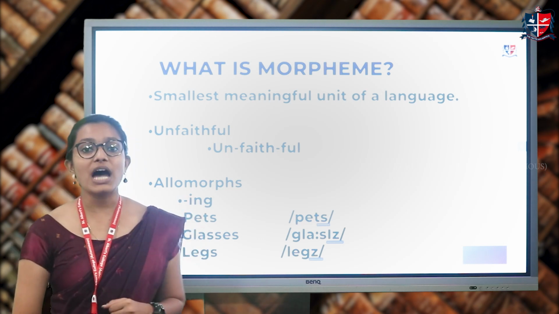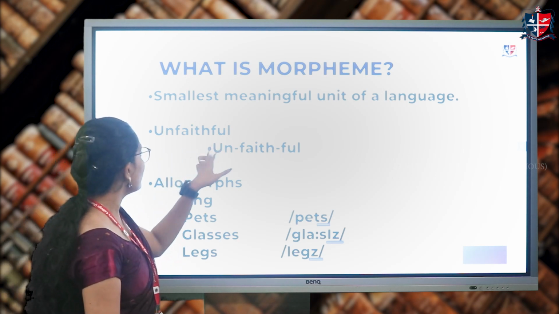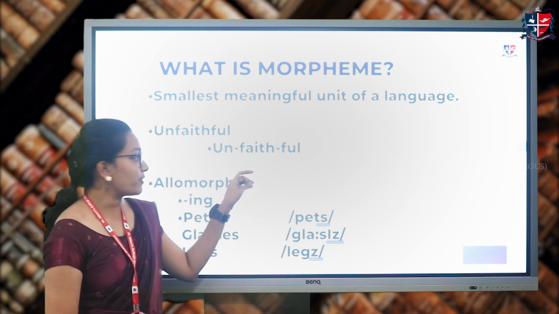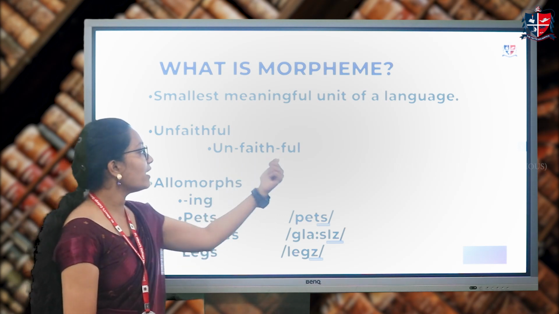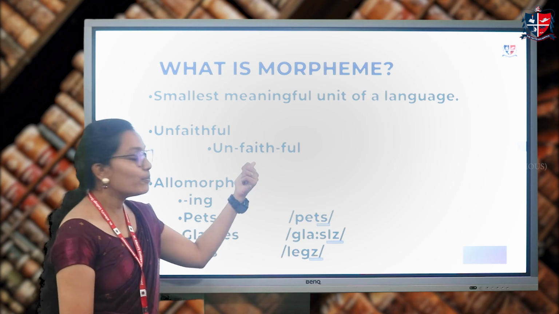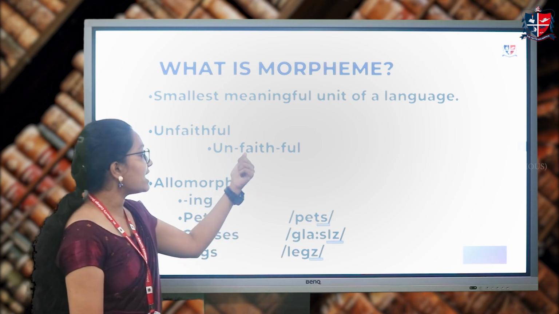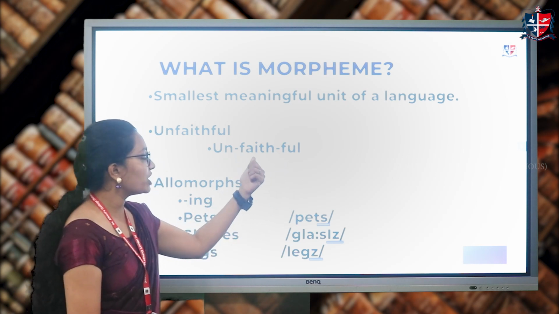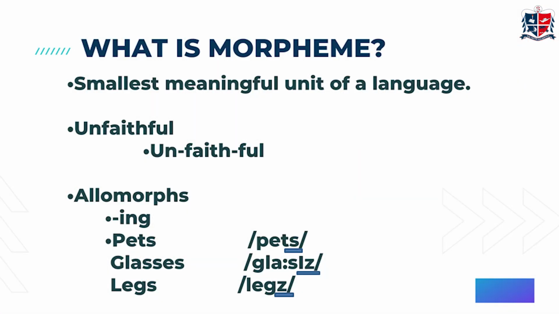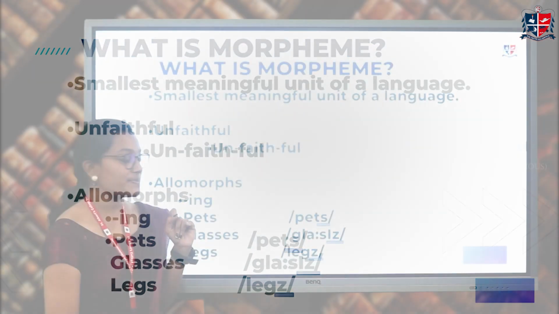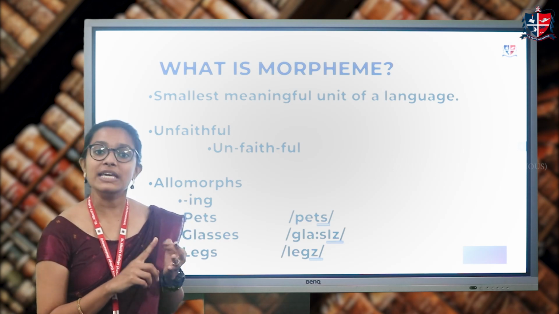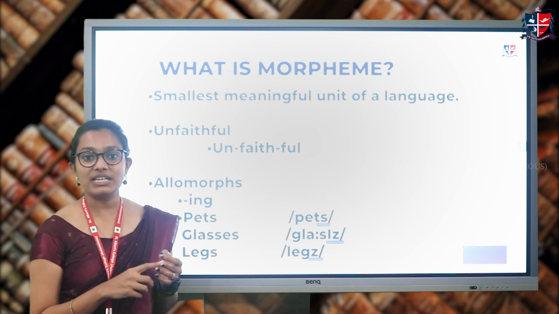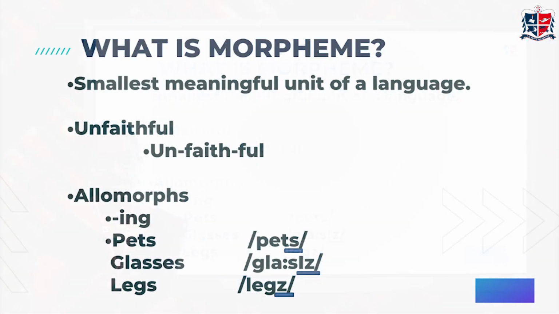Let's take the example unfaithful. So in the word unfaithful, there are three morphemes: un, faith and ful. We know that faith is a meaningful word, but un and ful also come under morphemes, because when these morphemes are attached to a particular word, it gets another meaning or another form. So unfaithful has three morphemes here. When it comes to the word unhappiness, there are also three morphemes: un, happy and ness. And when it comes to rewrite, re and write.